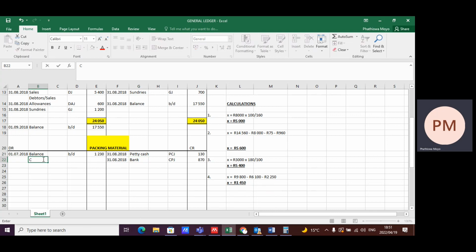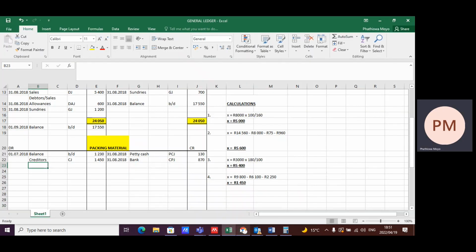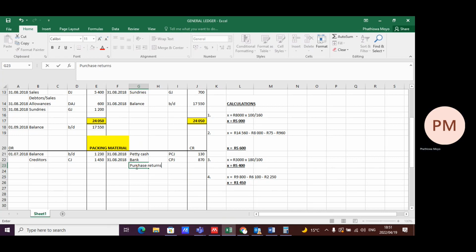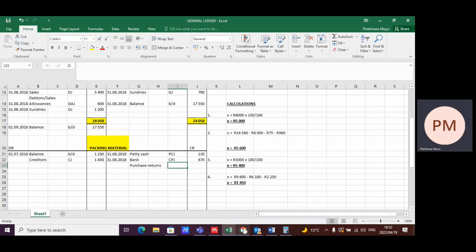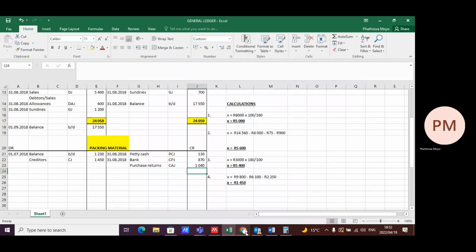So here we purchased 1,450, then we returned some purchases, some packing material we're not happy with. So this one is CAJ, $10.40.